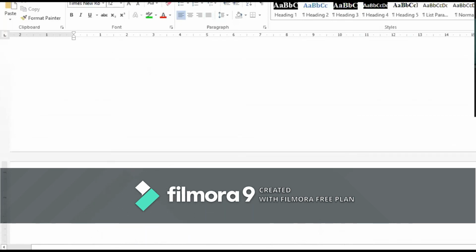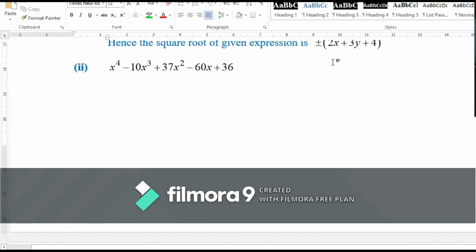I will just scroll a little bit above. Like in this question, you will see x4, 10x3, x square, minus 60x plus 36. The first requirement is that there should normally be five terms, but in some parts there are six terms as well in your syllabus or curriculum. One more thing is that the terms should be in descending order: x4, x3, x2, x and the term without x.